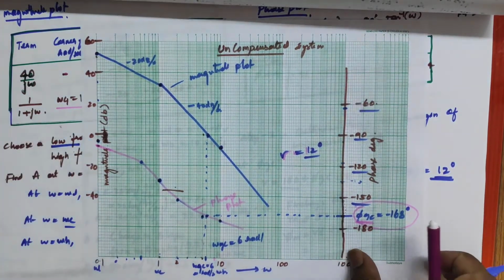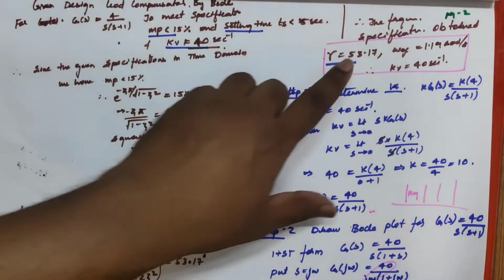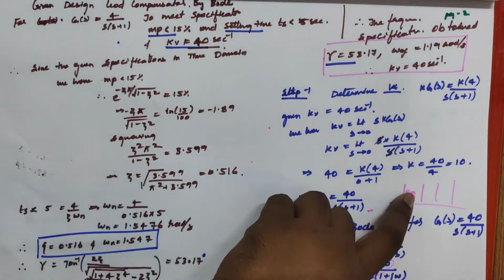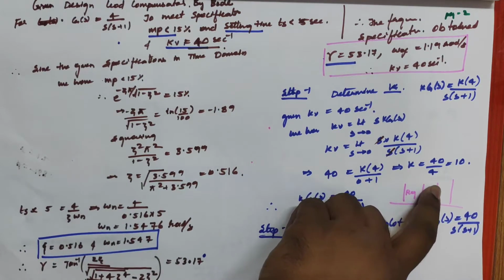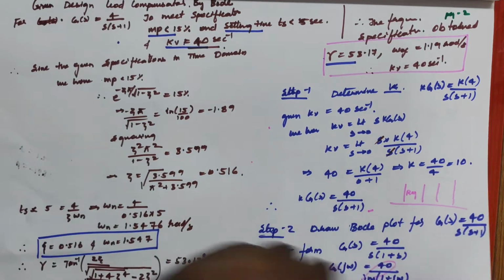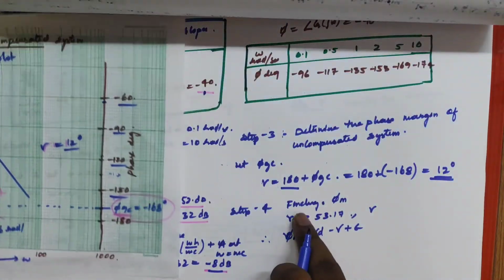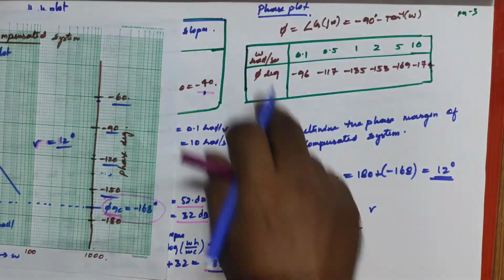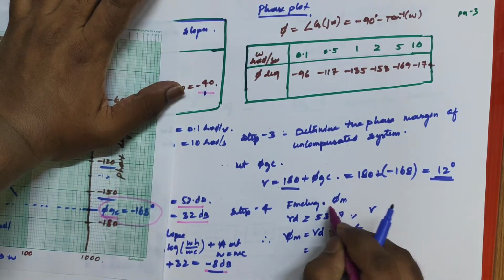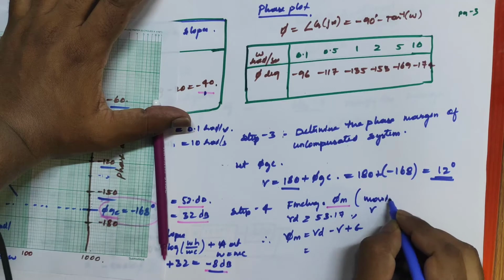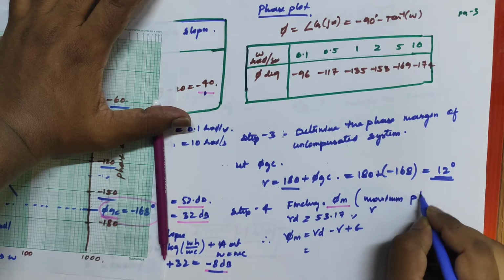But our requirement is 53.17. That means we have only operated region 1. Now we have to operate region 2 by adding a lead compensator. That is the main point. So adding the lead compensator means we have to find the maximum phase angle, right? So this is called the maximum phase angle.